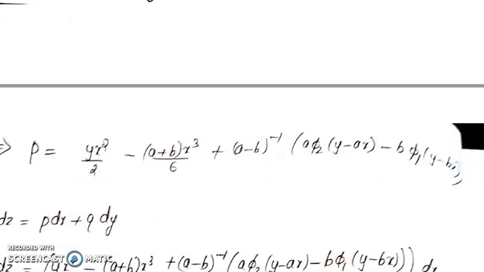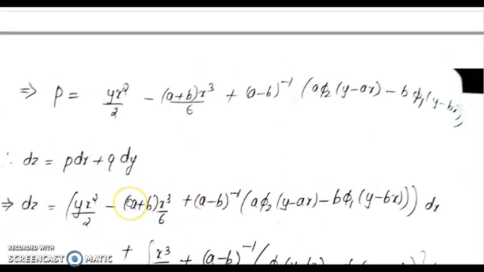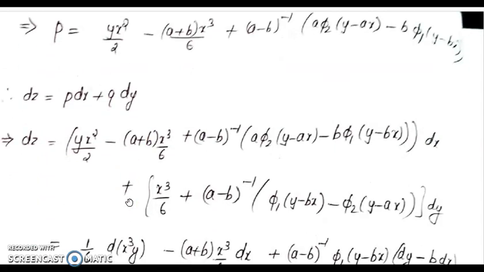Now dz will be equal to p dx plus q dy. So substitute p and q. So you will get yx square by 2 minus a plus b x cube by 6 plus a minus b whole inverse a phi 2 y minus ax minus b phi 1 y minus bx into dx. ഇനി q എന്ന് പറയുന്നത് x cube by 6 plus a minus b whole inverse phi 1 of y minus bx minus phi 2 of y minus ax into dy.